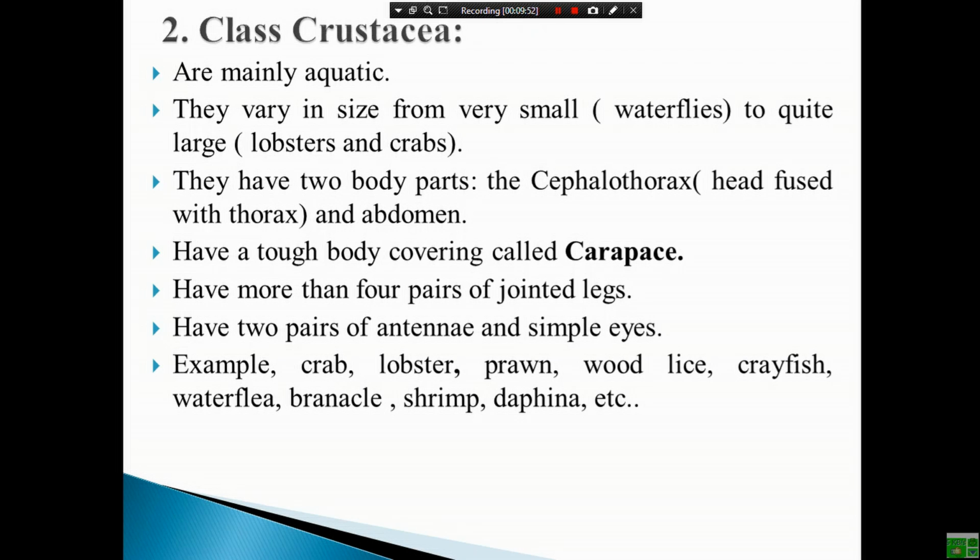Examples of the members of this class are crab, lobster, prawn, woodlice, crayfish, water flea, barnacle, shrimp, and daphnia, etc. Those are examples of class Crustacea.